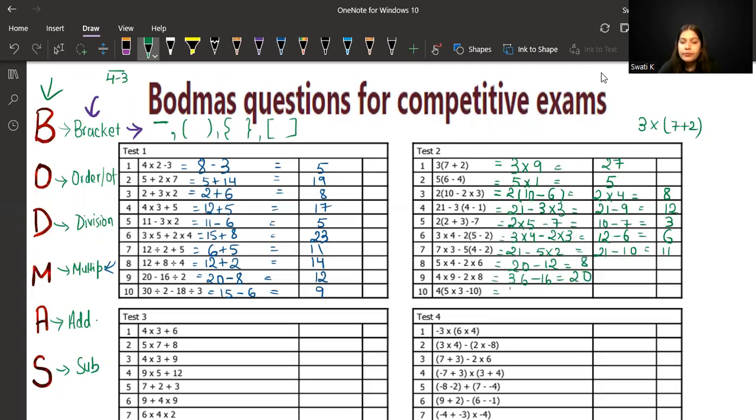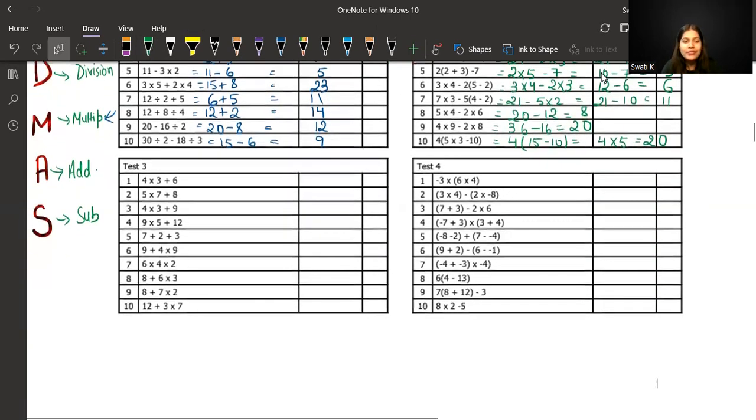Now the next one is 4 times. In bracket, we have 5 times 3 minus 10. So of course, we have to do the multiplication part first. That is 5 times 3, 15. And then minus 10. And that will become 4 times 15 minus 10 is 5. So that is 20. So we are done with the test 2 also. Let's come to the test 3.